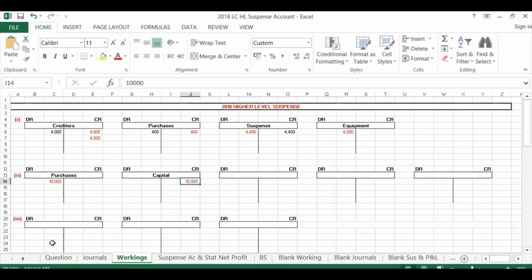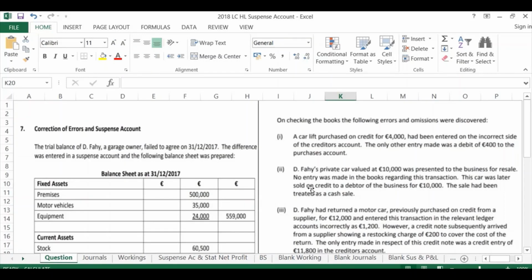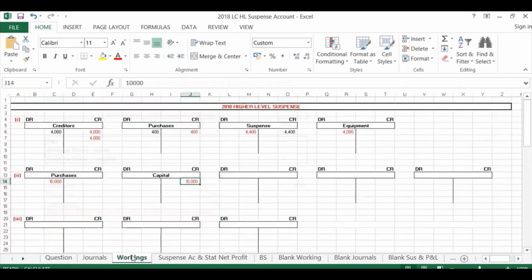The second part of the question says that the car was later sold on credit to a debtor of the business. It had been treated as a cash sale. So if he treated it as a cash sale, the first thing he would have done is credited sales with 10,000. And then he would have debited bank with 10,000, because with bank, you debit what comes in, you credit what goes out. Now some people might include that in a cash account, but I think it's probably better in the bank account.